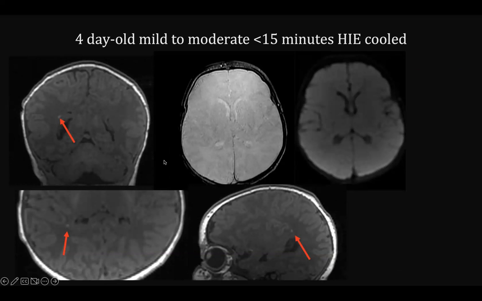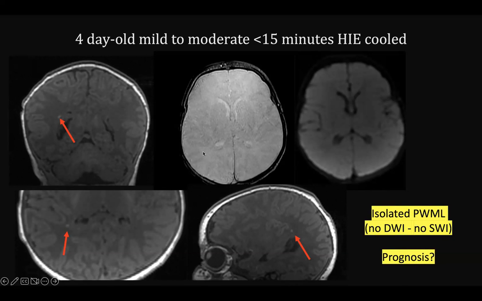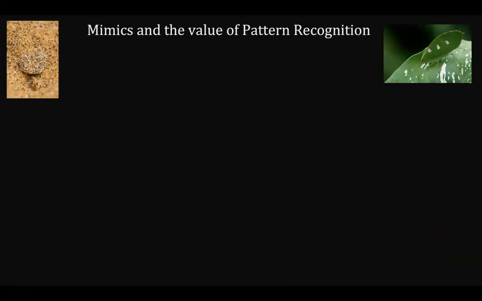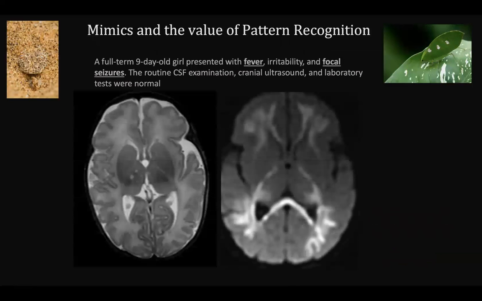Another case, a term-born baby with mild to moderate HIE, less than 15 minutes, cooled, again, isolated punctate white matter lesion. What is the prognosis? In this case, opposite to the previous one, the prognosis is very good because it's just one punctate white matter lesion.